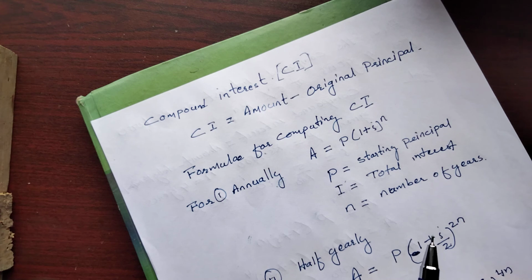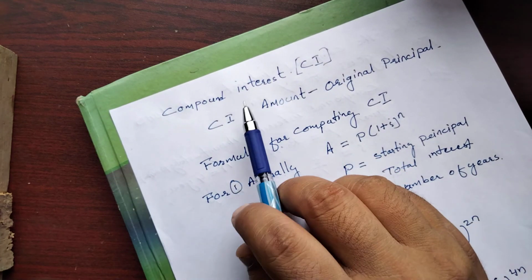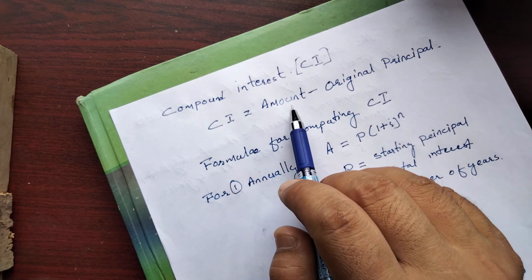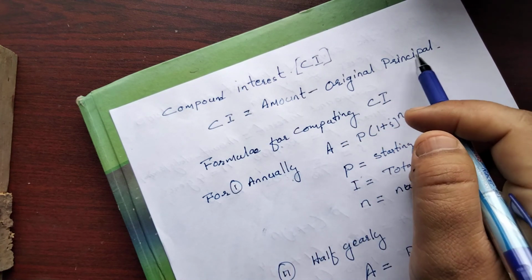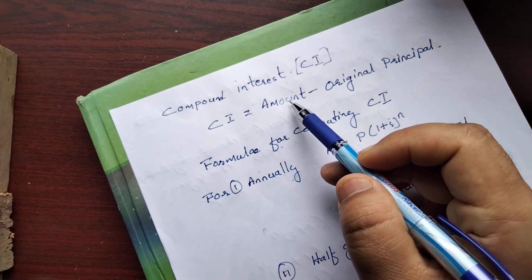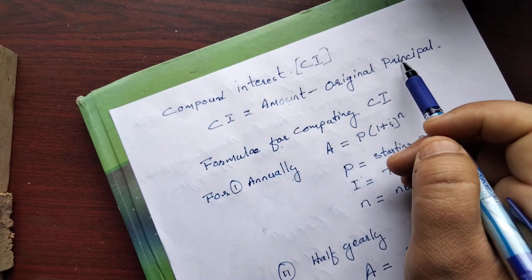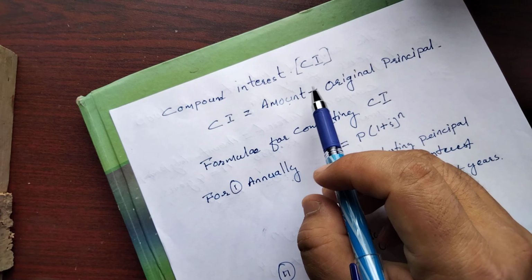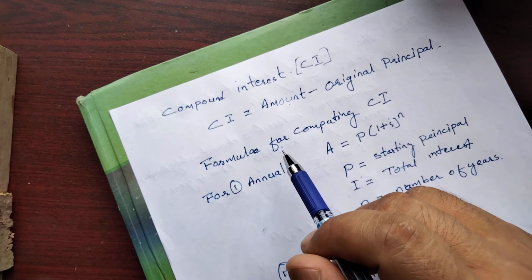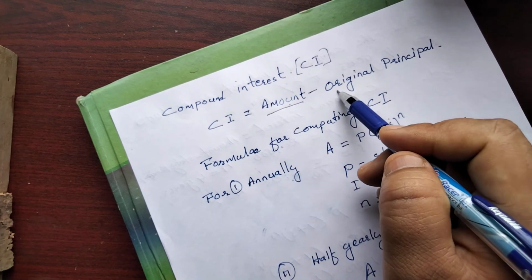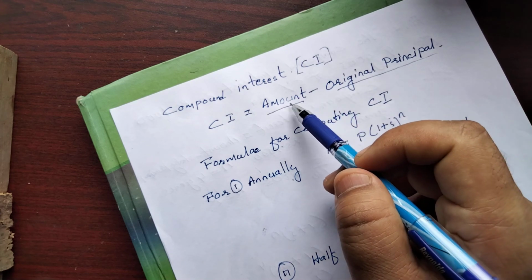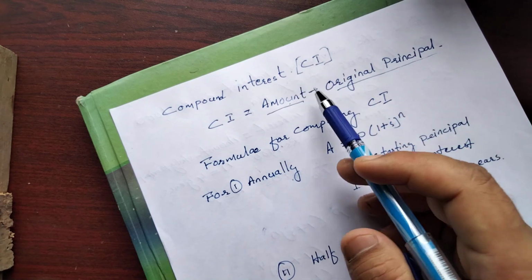We can easily solve the interest problem by applying those formulas. Our formula for compound interest is: CI, that is compound interest, is amount minus original principal. The original principal is whatever money you have borrowed. If you have the amount and the original principal, then whatever you deduct from the amount is your interest. So you need to find the amount and the original principal. If the original principal is given in your question, then you need to find the amount. So how are you going to find the amount?